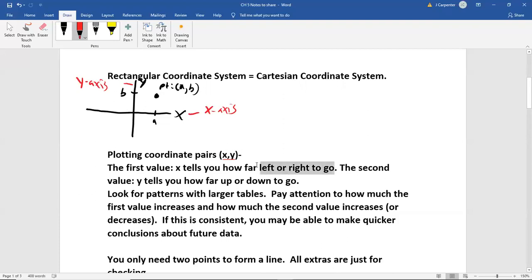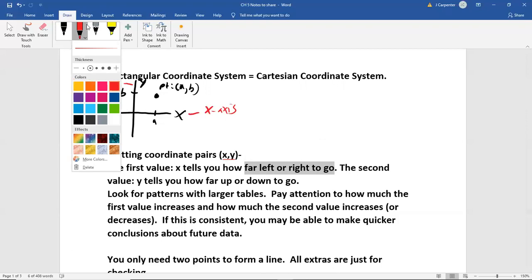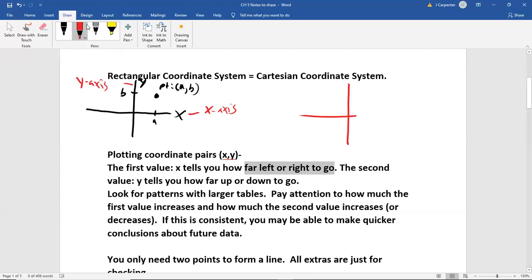How do you know whether it's left or right? It's based on the sign. All the negatives fall to the left and the positives fall to the right. So if I just want to have a couple of numbers up here, could go 1, 2, 3, but since we're going left, that's -3, -2, -1, then 1, 2, 3, and since we're going down, that's -1, -2, -3.